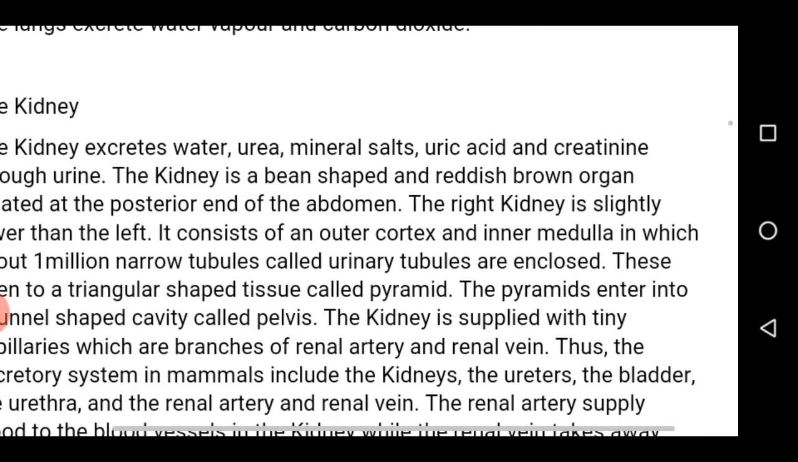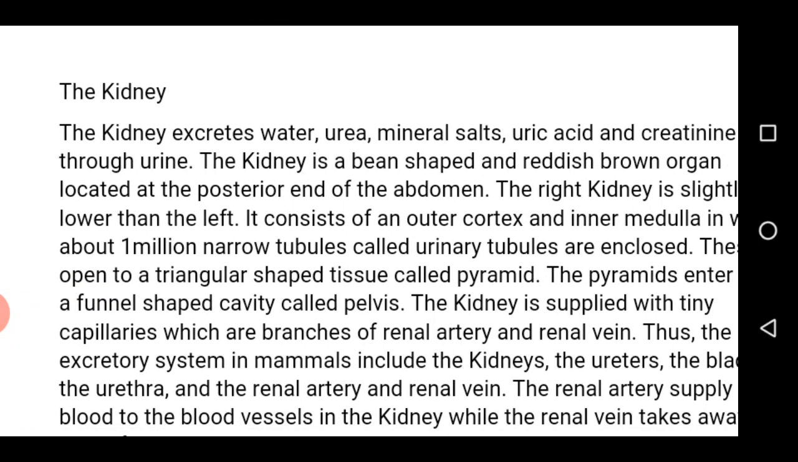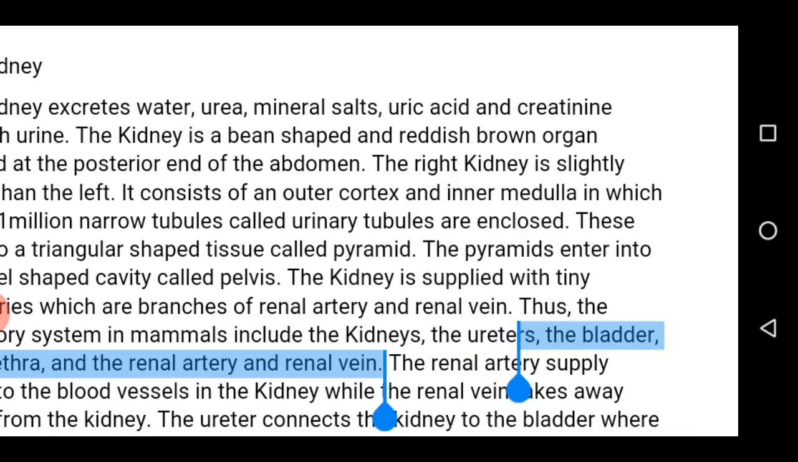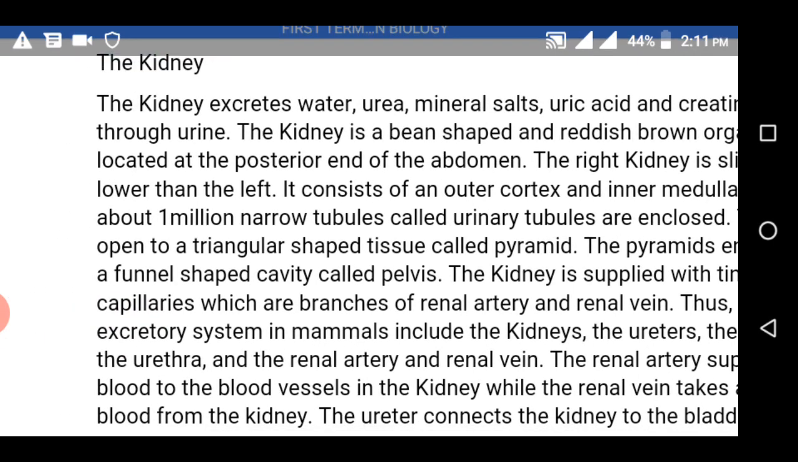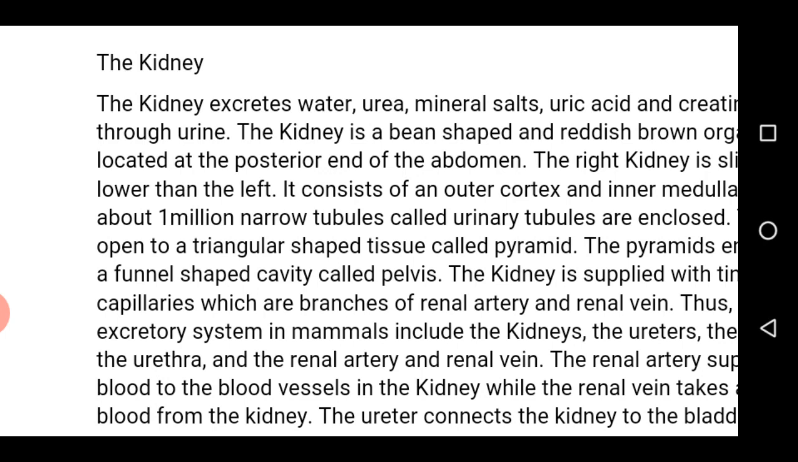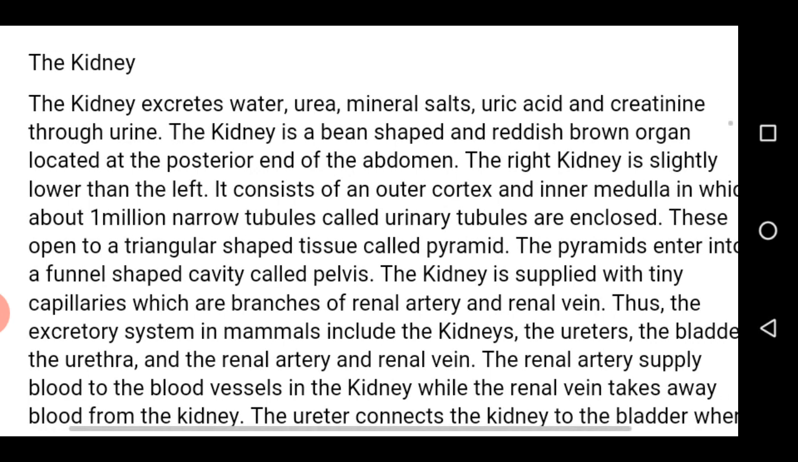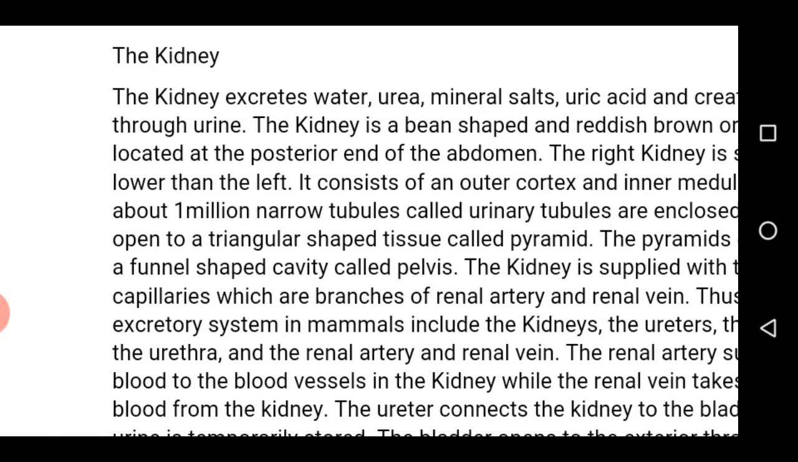These tubules open to a triangular shaped tissue called the pyramid. The pyramids enter into a funnel shaped cavity called the pelvis. I'm going to show you all this on the diagram, inshallah. The kidney is supplied with many tiny capillaries, which are branches of the renal artery and renal vein. Don't forget, we mentioned that the renal artery supplies the kidney with blood, while the renal vein takes blood away from the kidney.